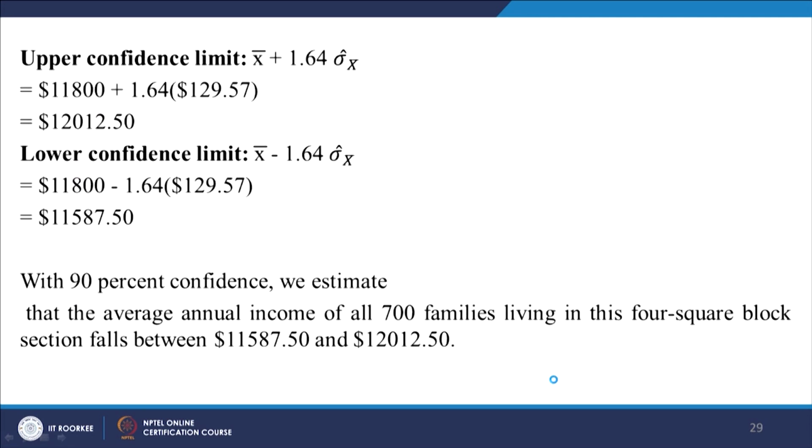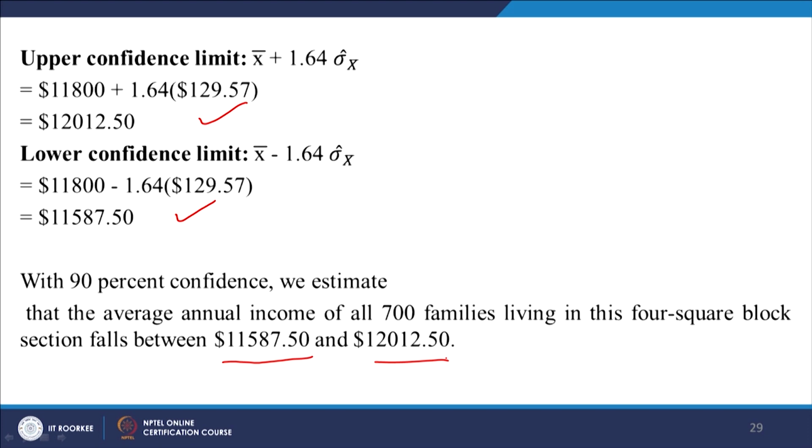Okay. So, the upper confidence level, that means, is equal to how much? Now, x bar sample mean plus Z sigma x, the standard error. So, that is giving us an upper limit of 12,012, sorry, and 11,587, right, almost, I am missing the decimals. So, with 90% confidence we estimate that the average annual income of the 700 families lies between this much and this much. So, this helps us sometimes to test even the hypothesis.